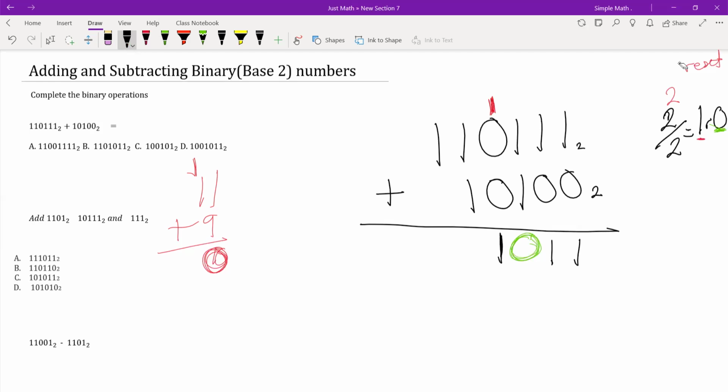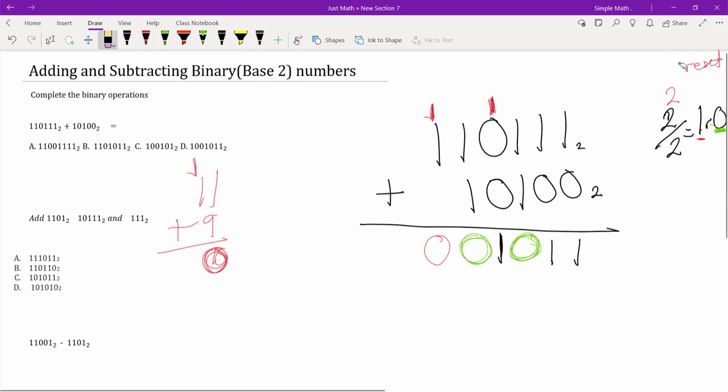So again, we have another 1 plus 1, which is 2. So 2 divided by 2, because we're dividing by 2 since we're in base 2, is 1 with a remainder of 0. Again, we're going to write the remainder down here. And then we take the whole number, the 1, to the next number. So again, we have another 1 plus 1, which is 2. 2 divided by 2 is 1, remainder 0. We keep the 0.